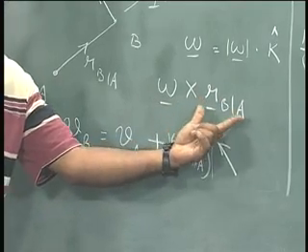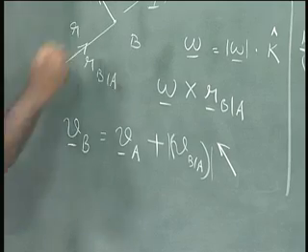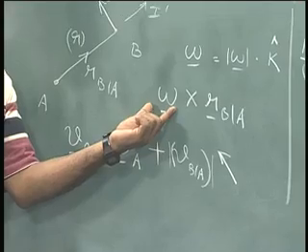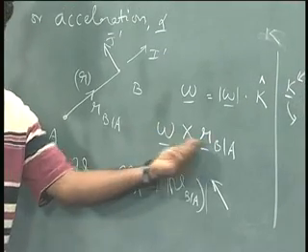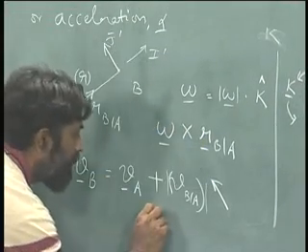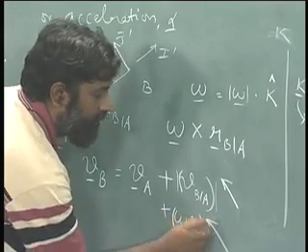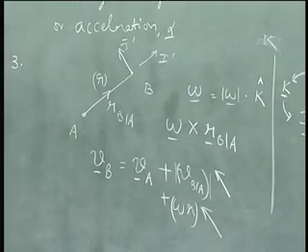Let me just take this as R. So, let us say this is R, the value is R, and this is omega, the value is omega. So, omega times R is what I get here. So, this is nothing but omega times R magnitude, and the direction is like this. Are you with me on this?